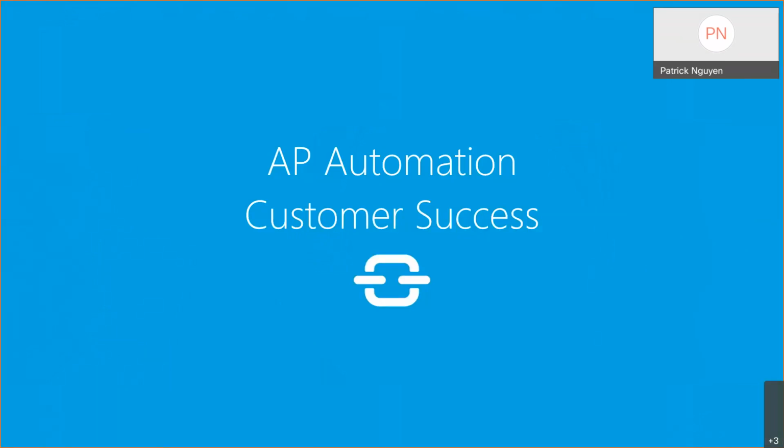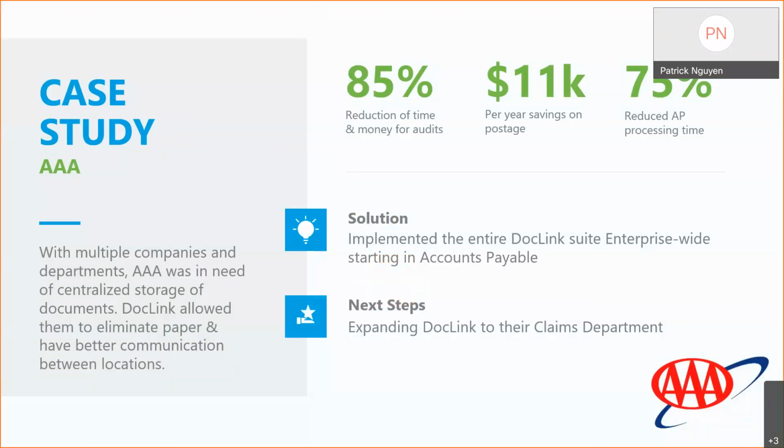AP automation customer successes. Let's touch on a few real quick. AAA, everybody knows AAA, well-known organization. They were in high need. They have multiple companies in multiple locations. Key need there for them with AP automation was eliminating the paper, and better communication throughout the different groups, departments and locations. So with their invoices, getting invoices approved on time between the different locations.